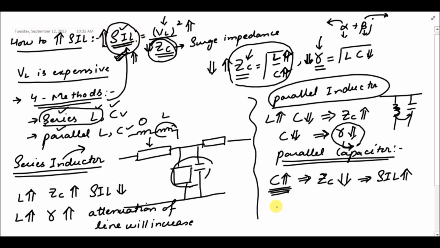That is desirable, right? And with the increment of capacitance in the shunt branch, the propagation constant will also increase, which is not desirable, because with the increment of propagation constant value, the attenuation in the line will increase, which is not desirable. So in the last case, we have the series capacitor.